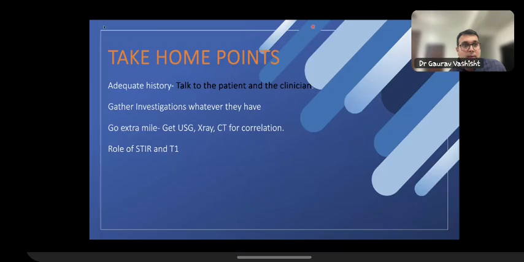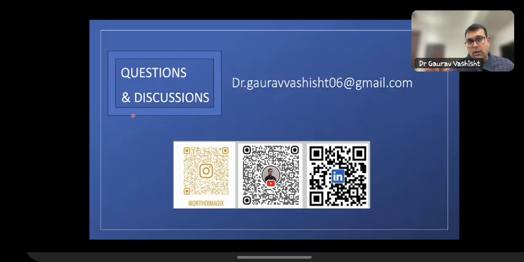And I would thank all of you for being so patient listening to all these cases. And I would like to emphasize that adequate history is important. Talk to the patient and clinician. At times we are busy in our practice with a lot of cases to read, but do discuss, gather all the investigations you have from the patient, either as a correlation part, ultrasound, X-ray, CT, and the role of STIR and T1 cannot be underemphasized in pediatric imaging.